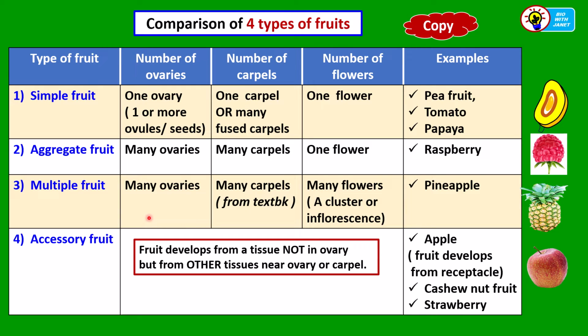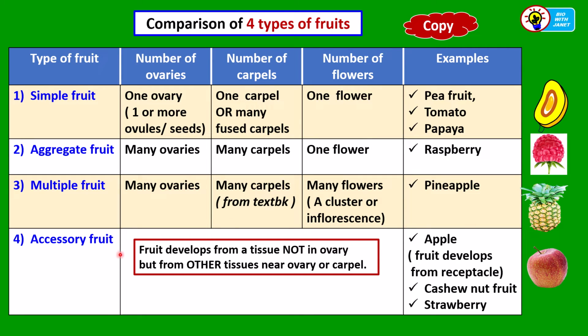Now, a multiple fruit is formed from many ovaries found in many carpels in many flowers, not just one flower. So many flowers that cluster together form a cluster or an inflorescence. Some types of flowers are not single, they form clusters of flowers. An example is the pineapple fruit.